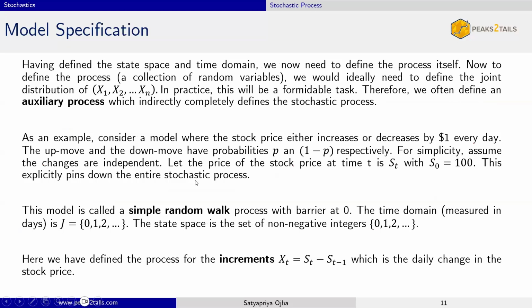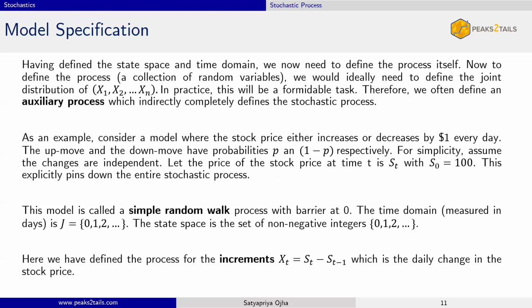So now that we have a handle on continuous versus discrete when it comes to time domain and the state space, that you have to define first. Okay. Once that is defined, the next step we need to perform is actually define the distribution.